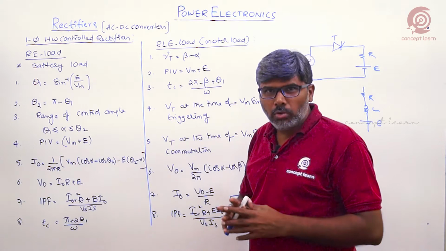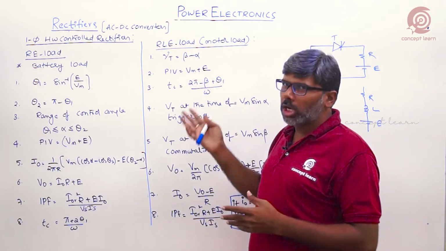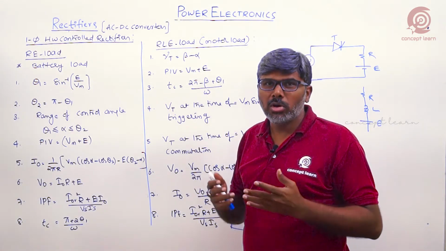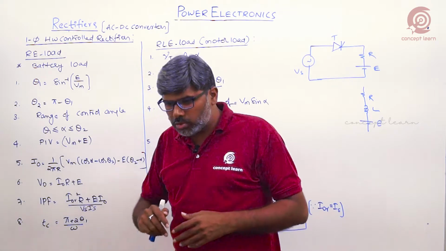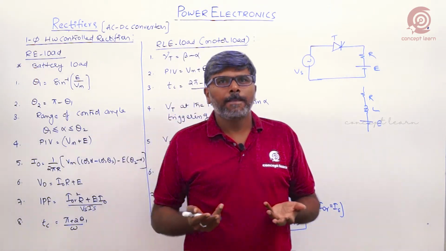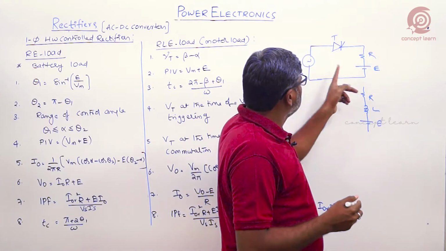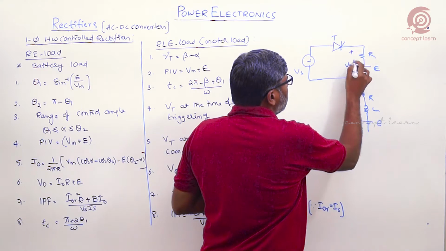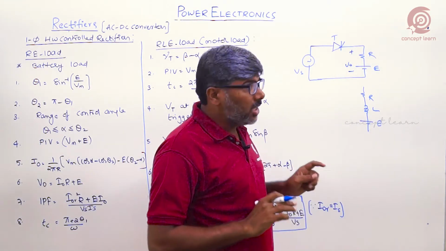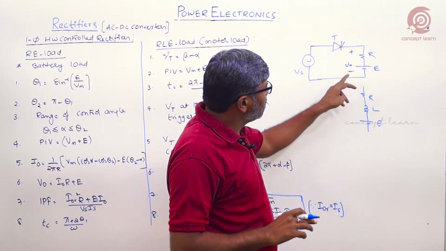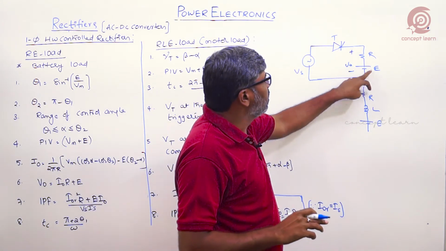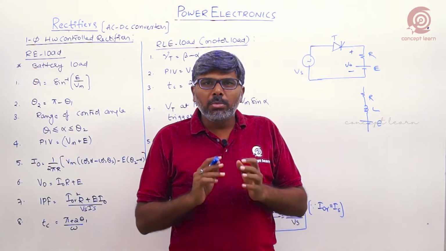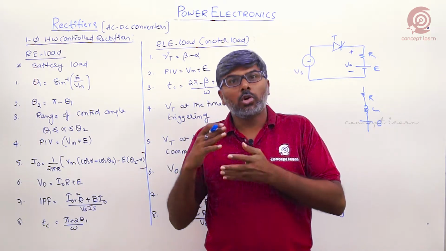Whereas in case of battery load or RLE load, which is a motor load, the minimum firing angle is not 0, maximum is not pi, because at omega t equals 0, supply voltage is 0. When supply voltage is 0 here, V0, the output voltage, always follows the supply voltage. But in this loading condition, V0 is equal to E when Vs is 0. That is why the minimum angle is not 0, maximum angle is not pi.